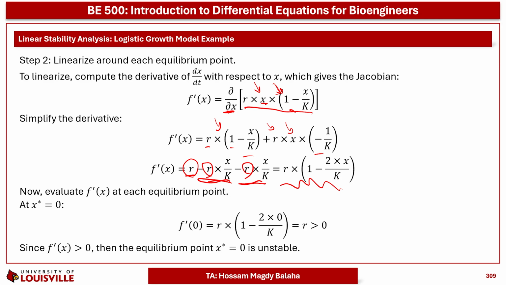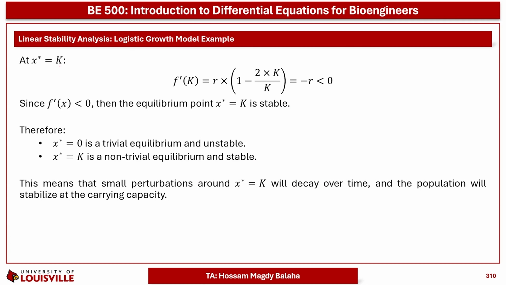Now, we need to evaluate f'(x) at each equilibrium point. So simply, this can be done using substitution. At the first point, which will be the trivial equilibrium, x equals 0, substitute, you will find that this factor will be 0, so R multiplied by 1 will be R. R is a positive constant, so it will be more than 0. So at this point, the equilibrium point is unstable. As mentioned, if it's more than 0, then it's unstable. Less than 0, it's stable. And if it's equal to 0, we can say it's neutrally stable.